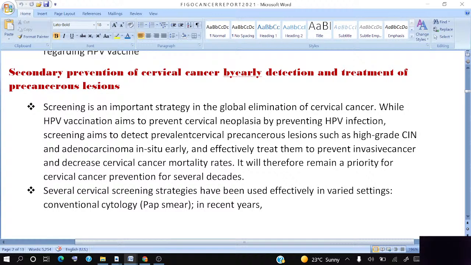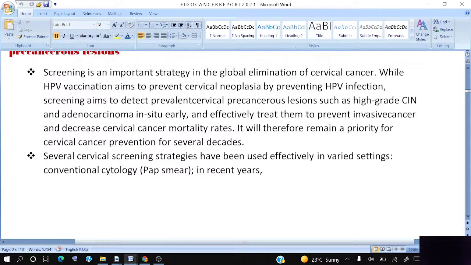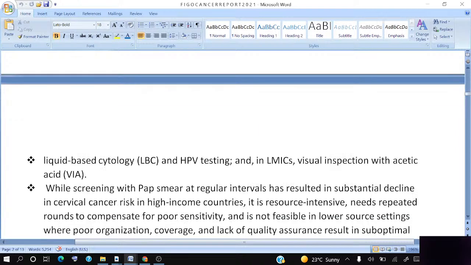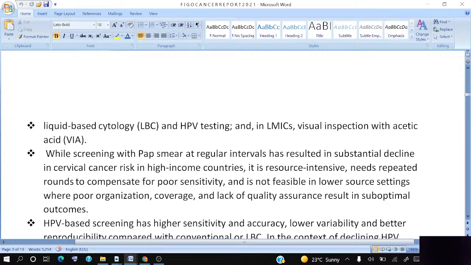So we can reduce invasive cervical cancer and decrease the cervical cancer mortality rate. Therefore it has remained a priority of cervical cancer prevention for several decades. Several cervical cancer screening strategies have been used effectively in varied settings. Conventionally we have cytology, the pap smear, and in recent years liquid-based cytology, LBC, and HPV testing. These are the new methods nowadays.